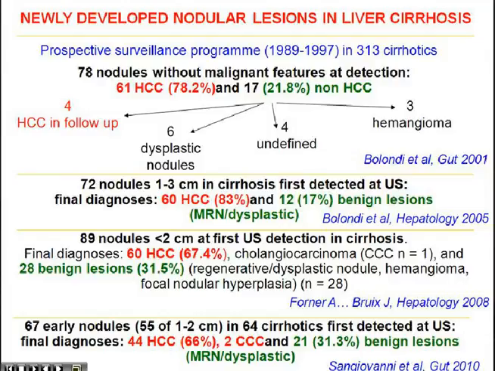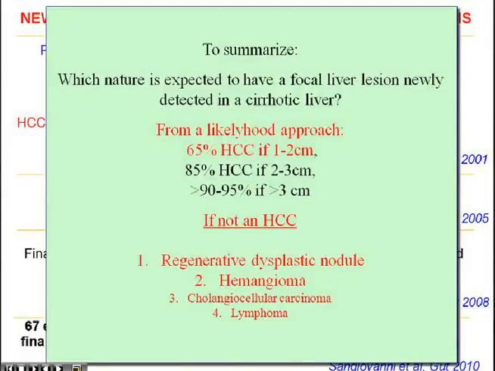lesions. So altogether, to summarize, which nature is expected to have a focal liver lesion newly detected in a cirrhotic liver? From a likelihood approach, if it is between 1 and 2 centimeters, 75% are HCC, hepatocellular carcinoma. If the lesion is between 2 and 3 centimeters, then you raise to 85%. And if it is more than 3 centimeters, then it is 90 to 95%.